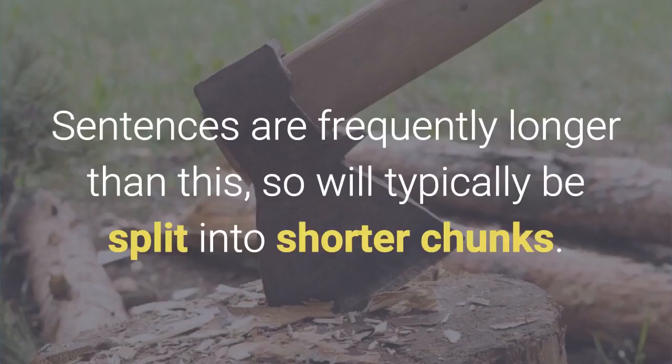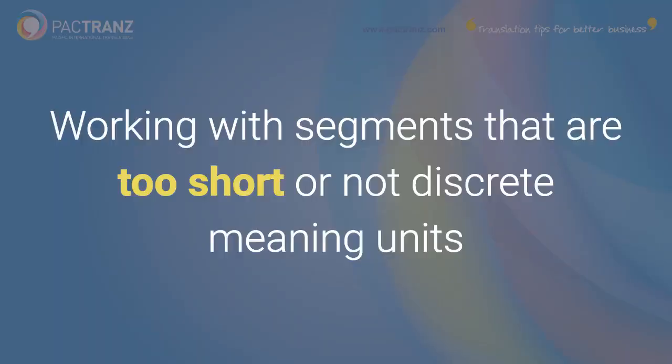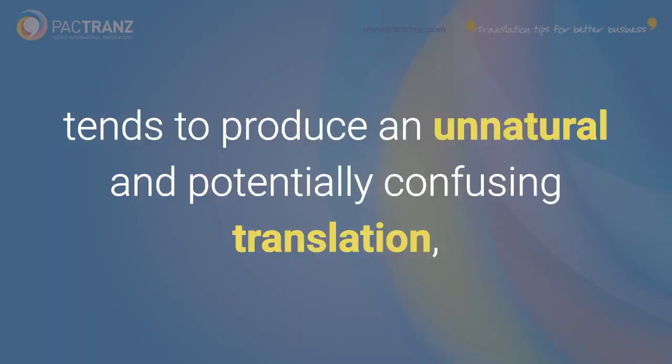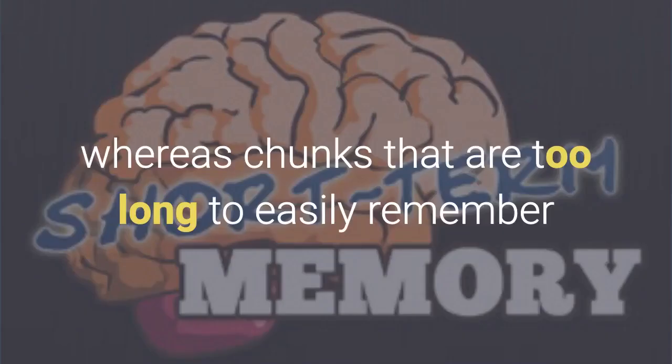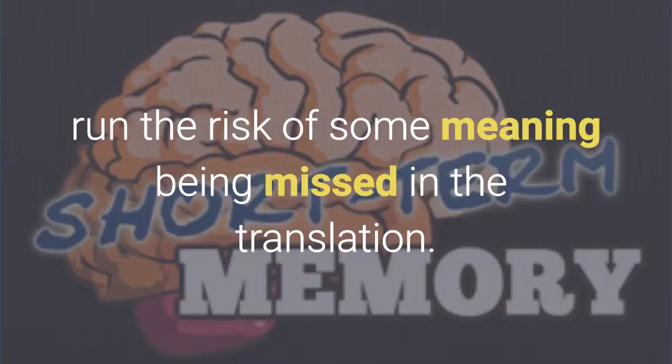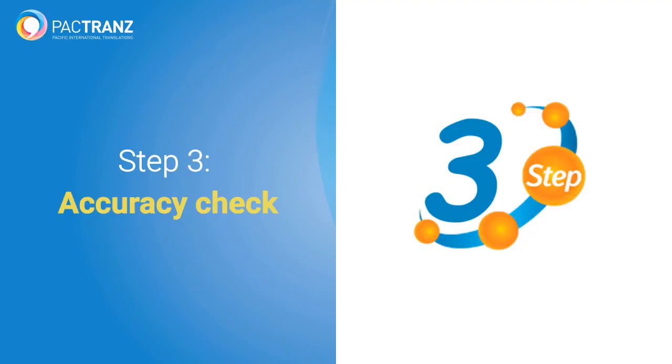Of course, sentences are frequently longer than this, so they'll typically be split into shorter chunks. Now, working with segments that are too short or not discrete units of meaning tends to produce an unnatural and potentially confusing translation, whereas chunks that are too long to easily remember run the risk of some meaning being missed in the translation.